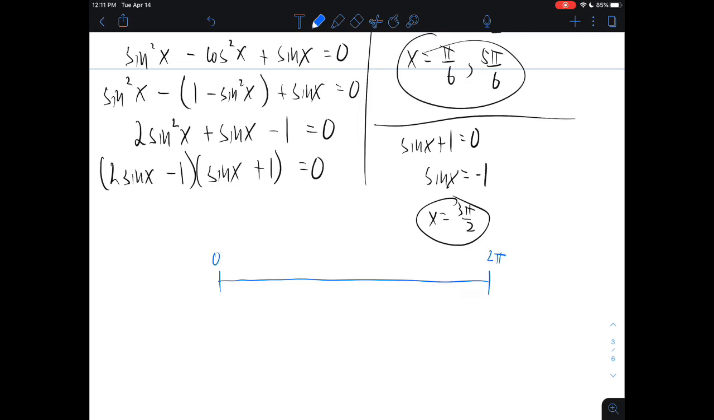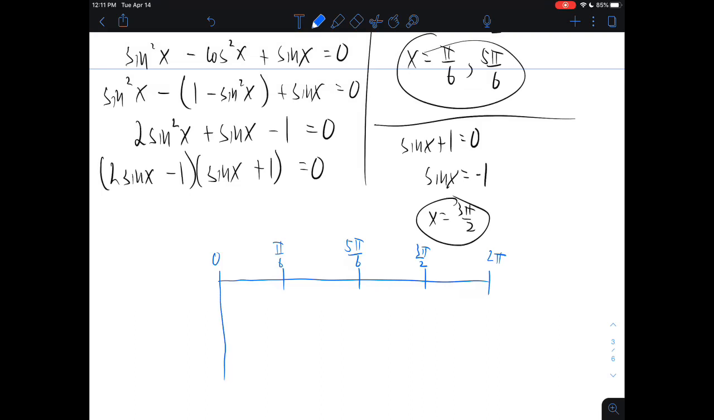And the numbers that I'm using to split this up are pi over 6, and then 5 pi over 6, and then 3 pi over 2. You don't have to space this out like it would be on the number line.